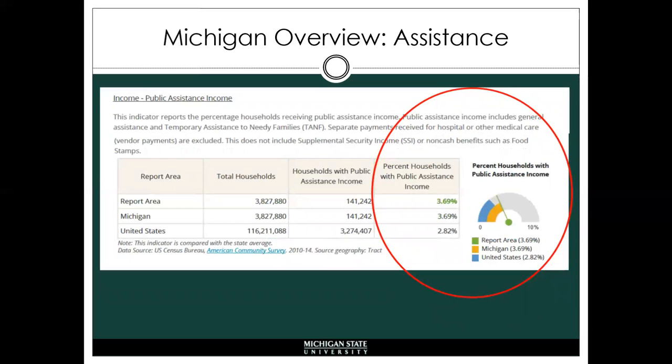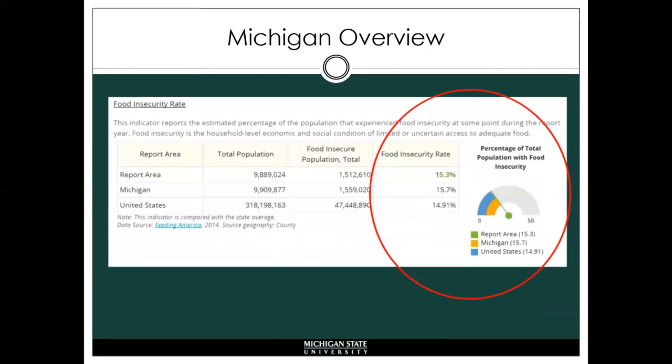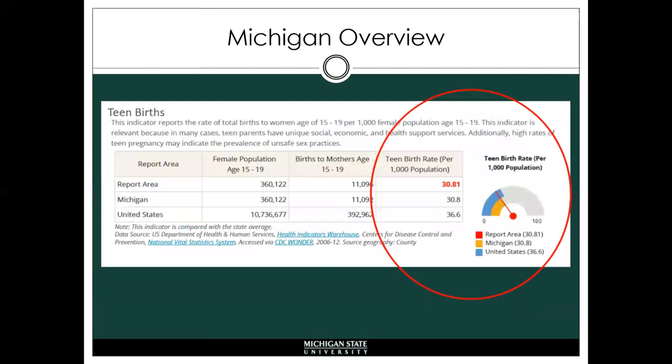Families in Michigan are more likely to be on public assistance and more likely to receive SNAP benefits, which is Supplemental Nutrition Assistance Program benefits, or food stamps. Food insecurity, or feeling as though they didn't have enough food or adequate food, is about the same as the nation. And we have a lower teen birth rate than the nation, so that's a good thing.